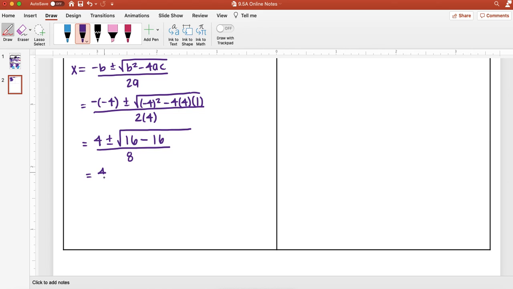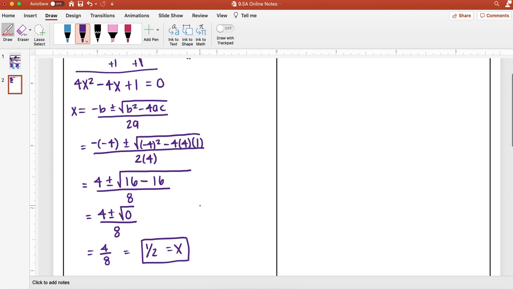So I get 4 plus or minus 16 minus 16 is 0, so I get the square root of 0 over 8. Well, the square root of 0 is just equal to 0, so I really have 4 over 8, which is just equal to 1/2. So here, this one is a little bit different because I end up with only one solution. That's because I ended up with a 0 underneath the radical. So whenever that happens, you're just going to end up with one solution when we normally end up with 2.